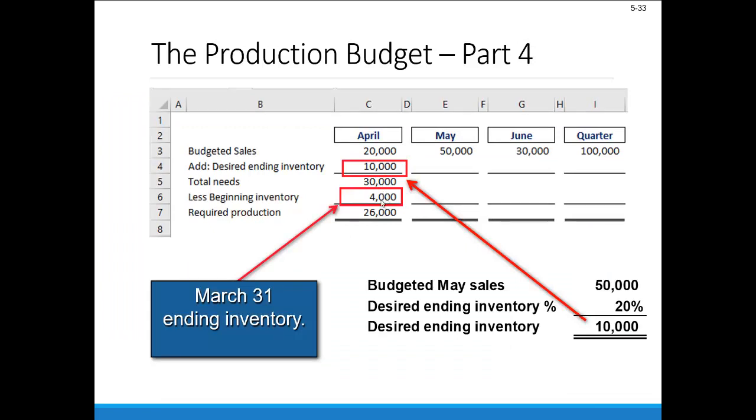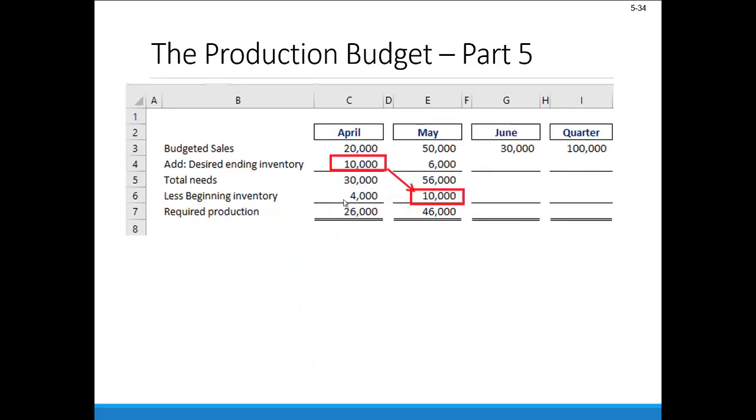If we didn't know that, though, we could make the assumption that this 20% rule was in effect. And at the end of March, then, we would have been budgeting to have 20% of April sales of 20,000 or 4,000 on hand. So beginning inventory 4,000 subtracted from our total needs of 30,000 means we've got to make 26,000 units in the month of April. And then we'll carry forward to the other months here.